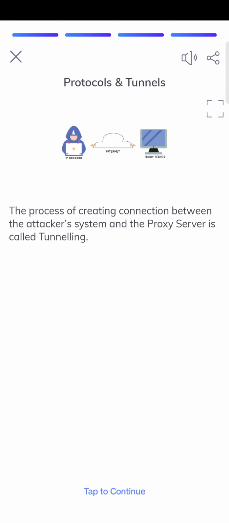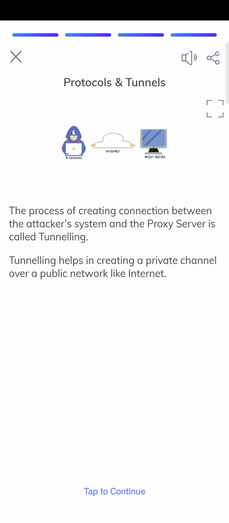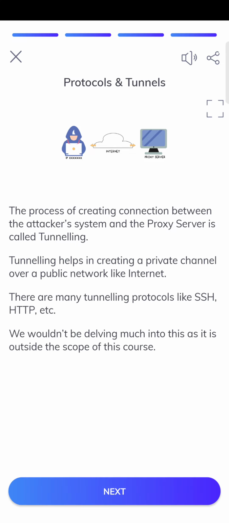The process of creating a connection between the attacker and the proxy is called tunneling. Tunneling helps in creating a private connection. There are many tunneling protocols like SSH. We wouldn't be delving much into this as it is outside the scope.